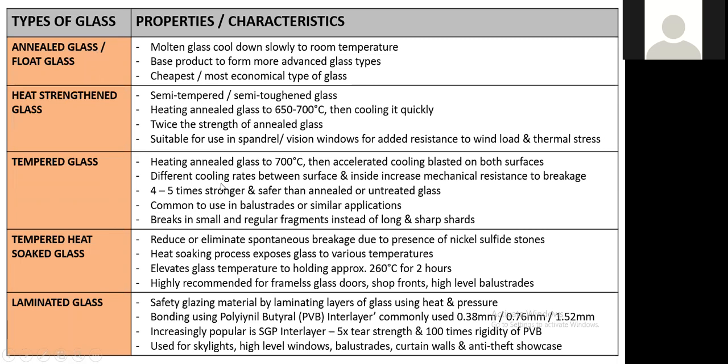So tempered glass is also very common. How they do it is to heat the float glass to 700 Celsius and then accelerate cooling on both surfaces. So when they have these different cooling rates between the inside, because inside is still very hot, and then outside you're cooling it at the same time, it increases the mechanical resistance to breakage. So it strengthens the glass. It's 4 or 5 times stronger and safer than float glass. Okay, 4 or 5 times. That's why this is so popular and so commonly used. It is common to use in balustrade or similar applications.